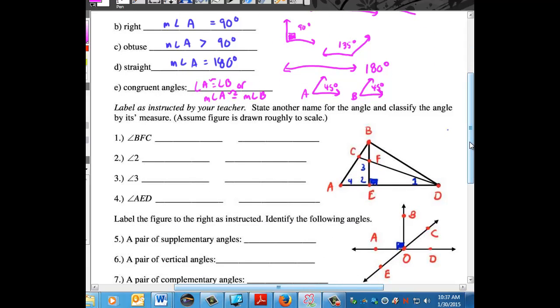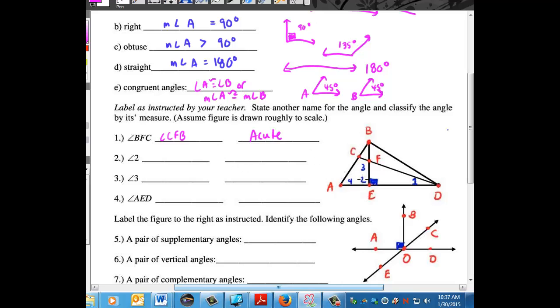Alright, next. They want us to state another name for the angle and classify the angle by its measure, and then assume that the figure is drawn roughly to scale. Alright, so we need to state a second name for the same angle, angle BFC, and F is our vertex point. So angle BFC looks to be this angle here, so we're going to say angle CFB. Now, it appears to me that this angle is less than 90 degrees. Not by much, but it is. So we're going to say this is an acute angle.